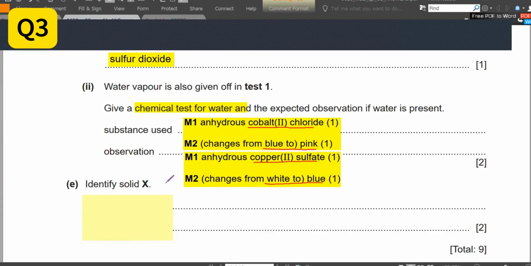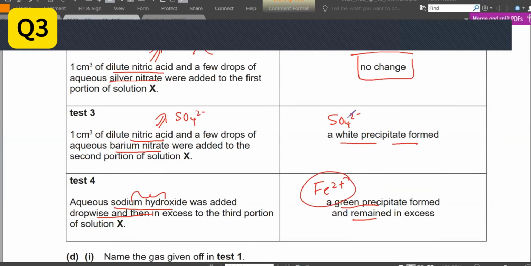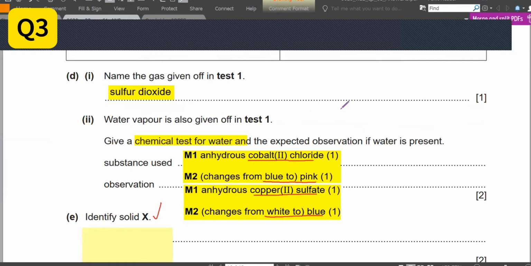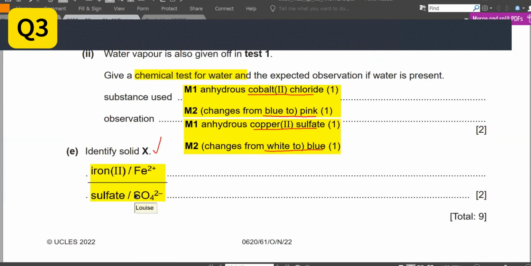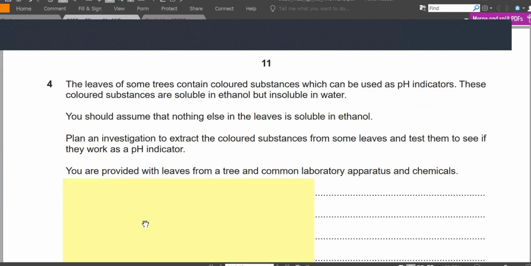So finally, we can identify solid X. We already know it is iron sulfate. Iron sulfate. All right. Last question. Normally for question 4, we need to design the experiment.